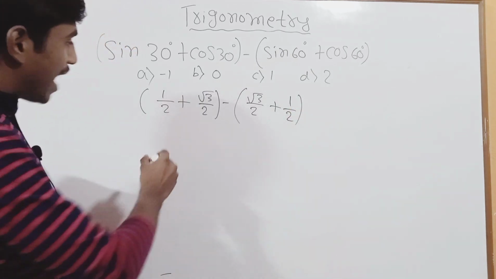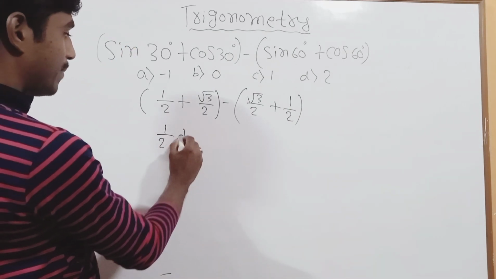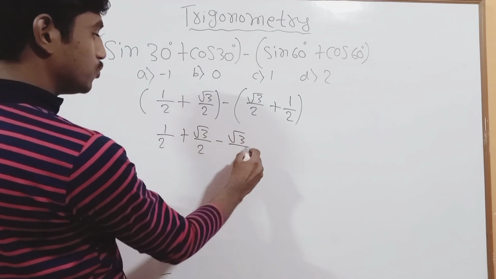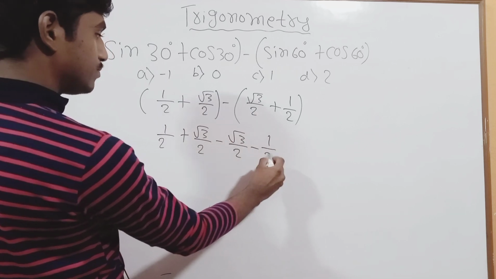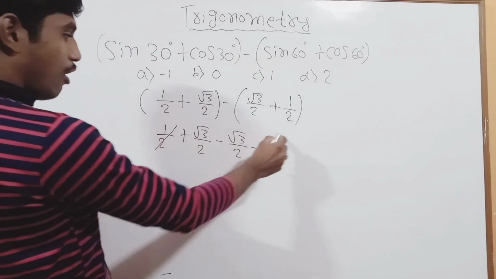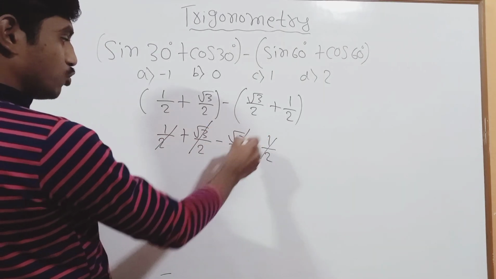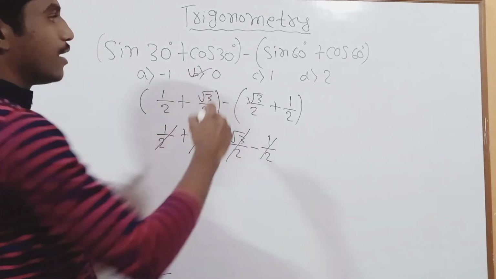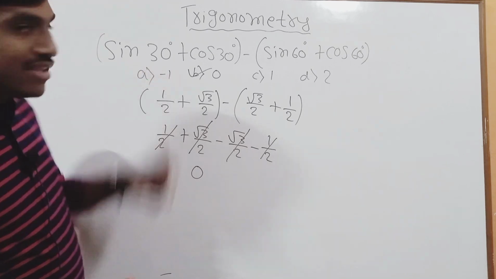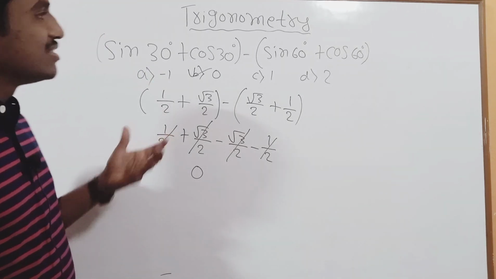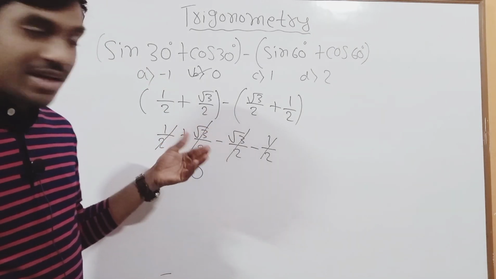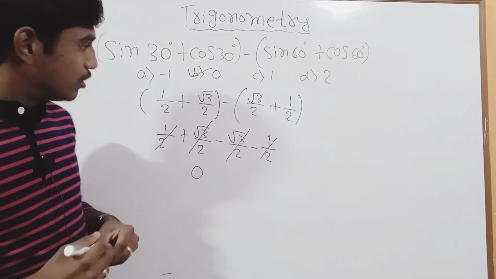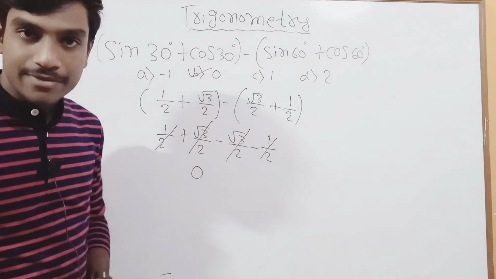So when we remove the brackets, 1 by 2 plus root 3 by 2 minus root 3 by 2 minus 1 by 2. So half minus half gets cancelled. Here root 3 by 2 gets cancelled. So we get the answer as 0, which is the option B. So when you get questions like this, you just need to substitute the values from the trigonometric table, and we need to check whether the answer is correct or not. So here we got 0, which is the option B.